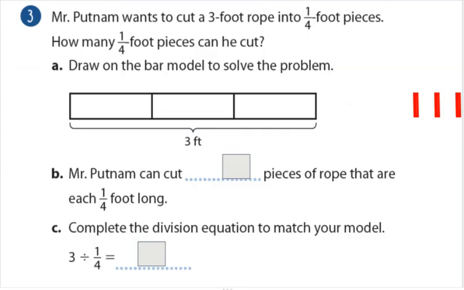Welcome back. So you can see that each of these boxes represents 1 foot. So I have 1 foot here, 1 foot here, and 1 foot here, for a total of 3 feet. And I know that I need to take each of these feet and cut them into 4 equal parts because I need 1/4 size pieces. So I'm going to take this right here.